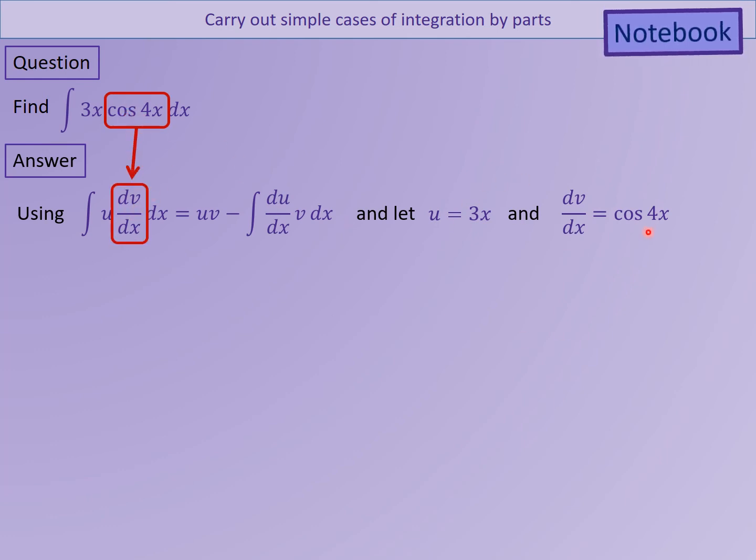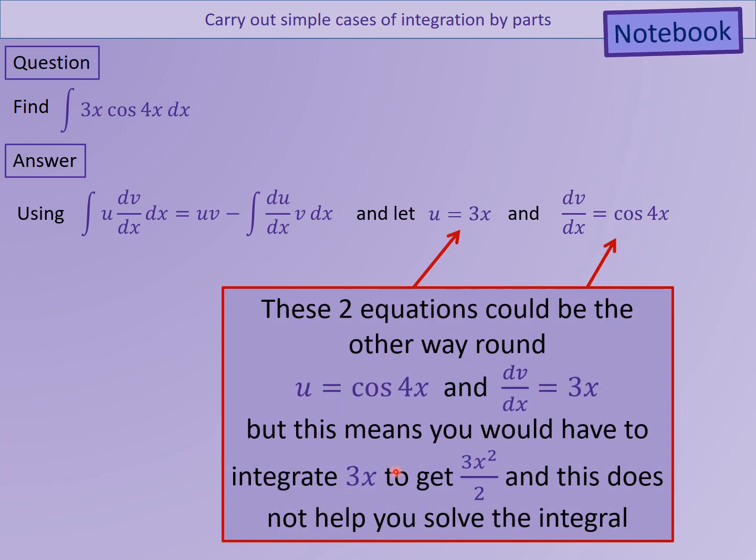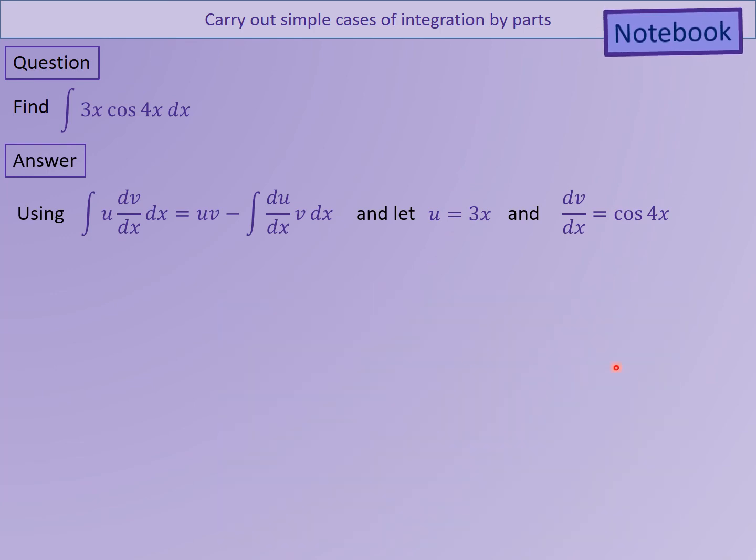So I'll write both of those down. I didn't write them down because they're in that order. So that's what this says. Just be aware that you could do it either way round you like. My u value could have been my cos 4x, and my dv over dx could be the 3x. But there's a reason why, and we'll come back to that in a second.